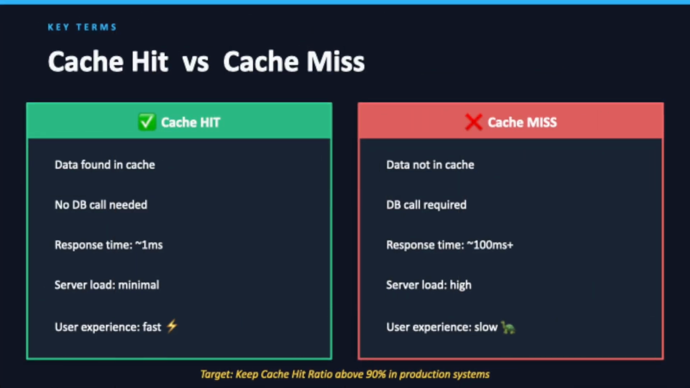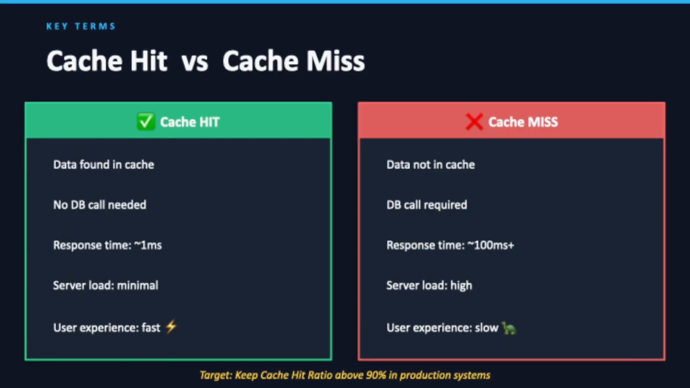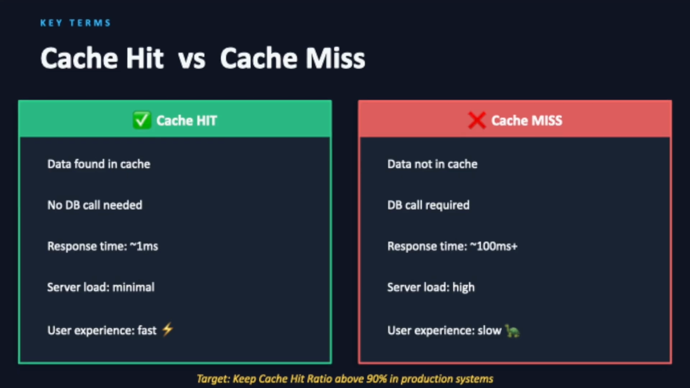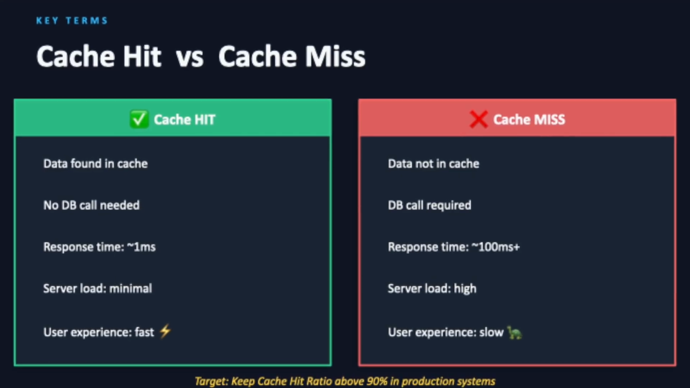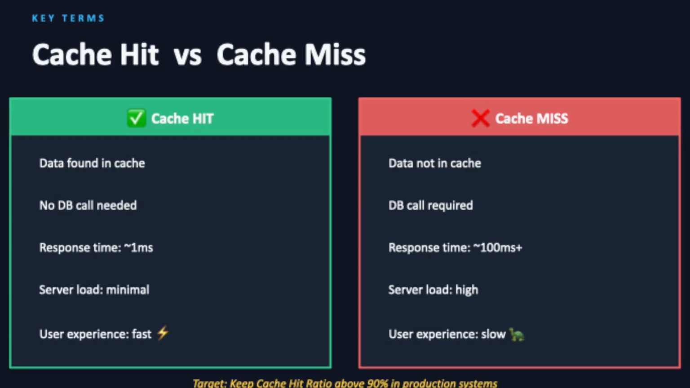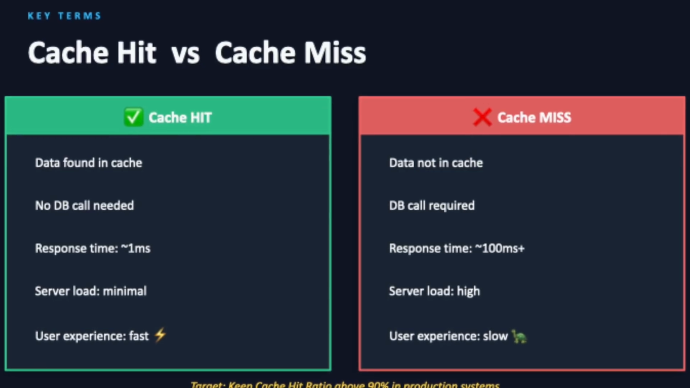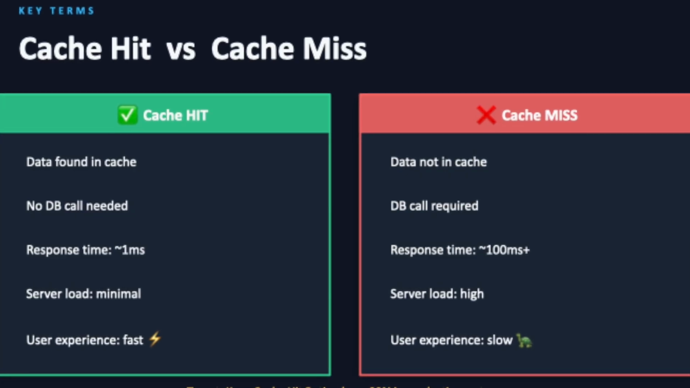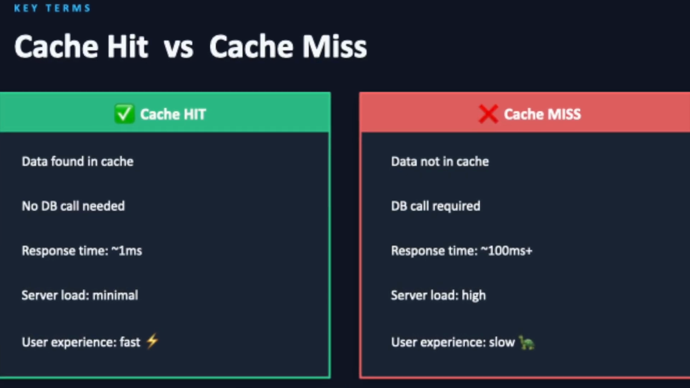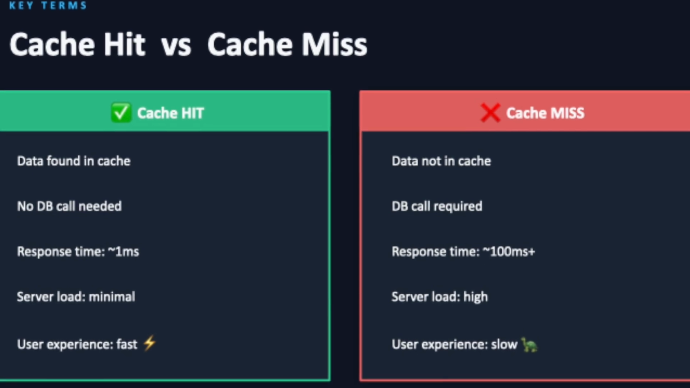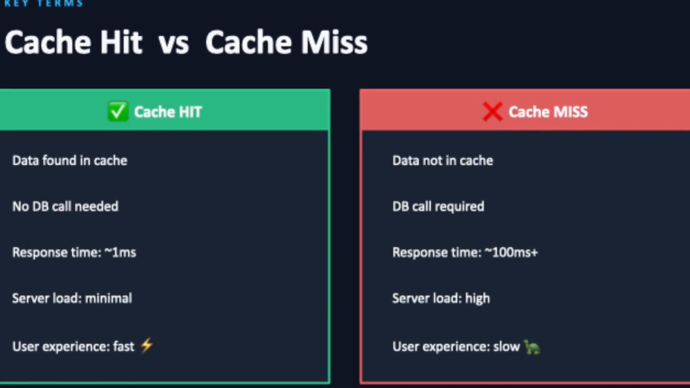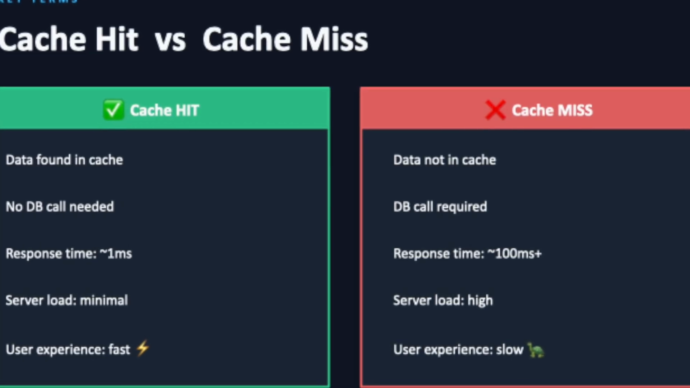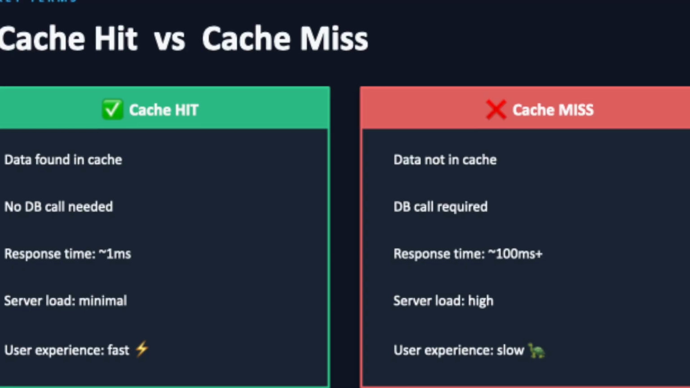Let's put cache hit and cache miss side by side. A cache hit means that the data was found in cache, no database call needed, response time is around 1 millisecond, server load is minimal, the user gets a fast experience. A cache miss means the data was not there. A database call is required, response time jumps to 100 milliseconds or more. Server load is higher. In a well-designed system, you want your cache hit ratio to stay above 90%. That means 9 out of 10 requests are being served directly from cache without touching the database at all.